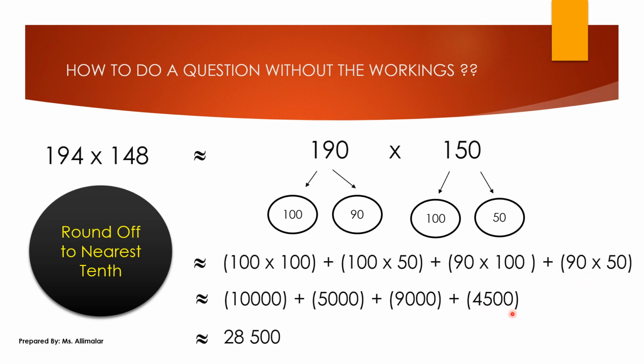Just now you closed 2 zeros, right? Write back the 2 zeros here. So after that, you need to plus everything. What is 10,000 plus 5,000? Plus, take the ones first. Look at the ones place. Ones, 0 plus 0 plus 0 plus 0.